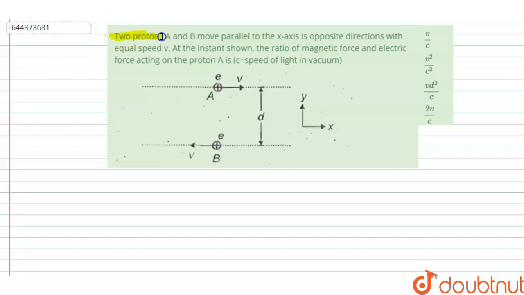In this question, two protons A and B move parallel to the x-axis in opposite directions with equal speed v. At the instant shown, the ratio of the magnetic force and the electric force acting on proton A is, where c is the speed of light in vacuum. This is a proton and this one is another proton moving in the opposite direction with velocity v, separated by distance d. We have to find the ratio of the magnetic force and the electric force.